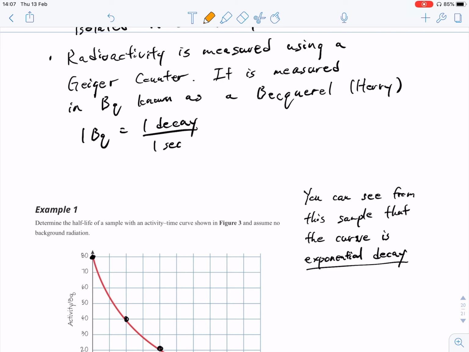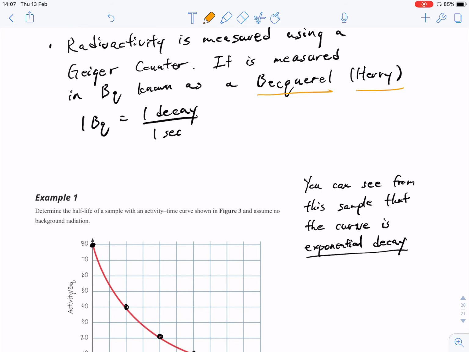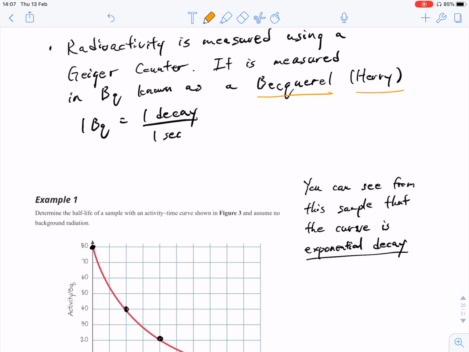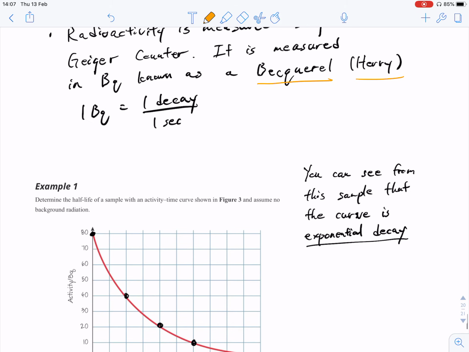Radioactivity is measured using a Geiger counter. It is measured in Bq, named after this scientist. I think it's pronounced Becquerel. There may be a slightly different pronunciation, but Becquerel, I think, is one of the accepted pronunciations. Henry Becquerel is one of the pioneers in radioactivity. And 1 becquerel, or Bq, is defined as 1 decay per second.